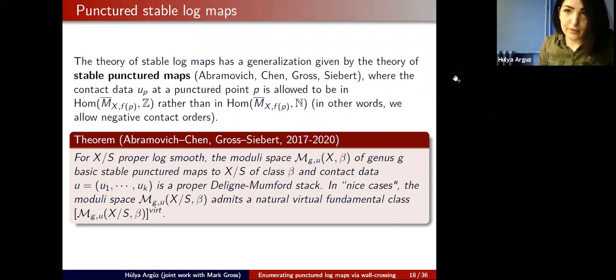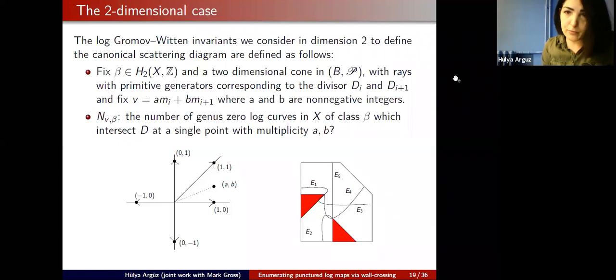Now I will tell how we use, once we have all these nice moduli spaces, and if we can compute invariants, how this is used to construct coordinate rings of mirrors to local Calabi-Yau varieties. I will first tell the two-dimensional case, and then what we did in higher dimensions. The problem in the two-dimensional case is this: we consider very specific types of log Gromov-Witten invariants to construct the canonical scattering diagrams. So the log Gromov-Witten invariants we consider in dimension 2 are these.